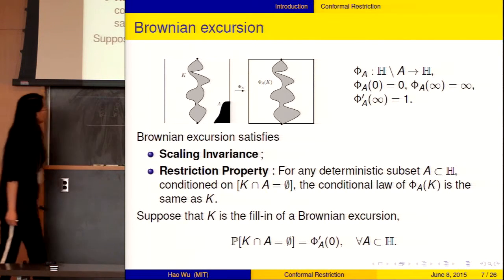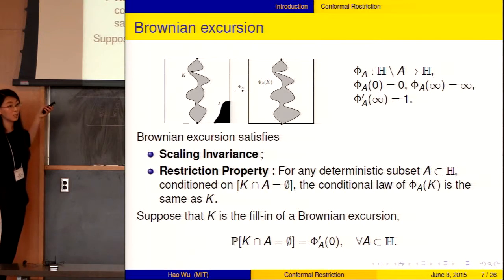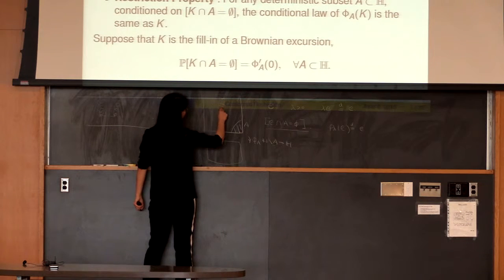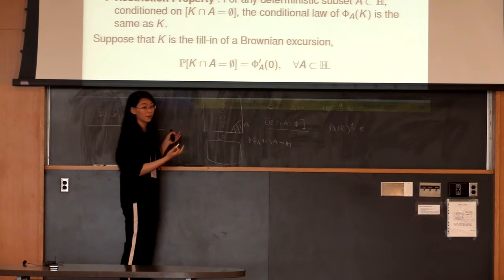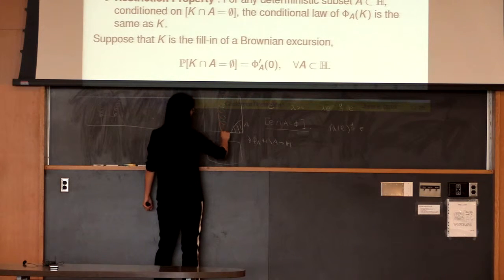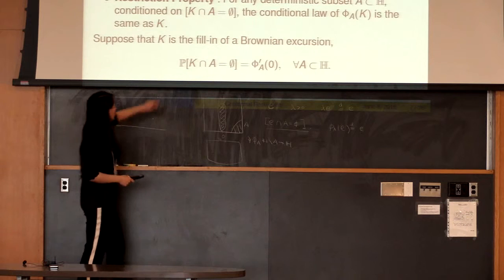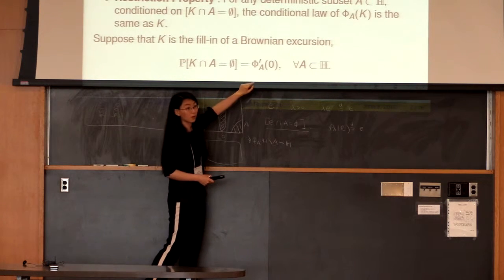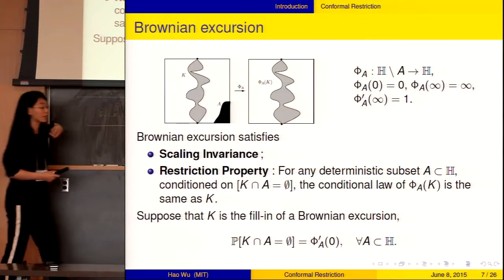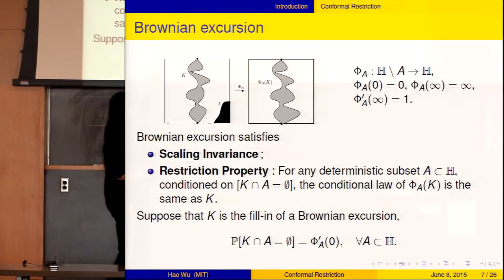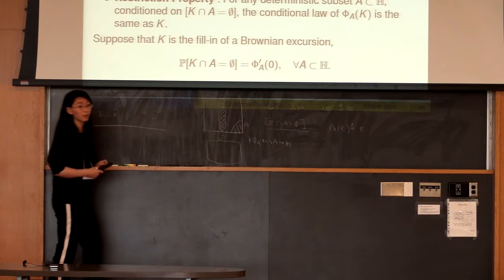Before going on, I also want to mention one quantity about this Brownian excursion. Suppose K is the filling of our Brownian excursion. So we take the left boundary and the right boundary of the Brownian excursion and fill everything inside. Now it becomes a closed set. The probability of K avoiding A is phi A prime 0, where phi A is the unique conformal map from H minus A onto the upper half plane, fixing the origin and infinity, and normalized at infinity. So we can explicitly calculate the probability that this excursion avoids a fixed set A.